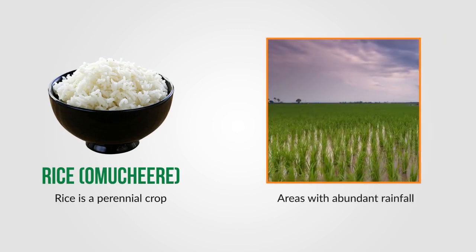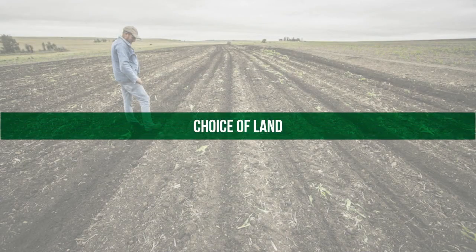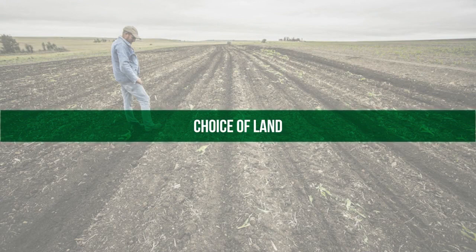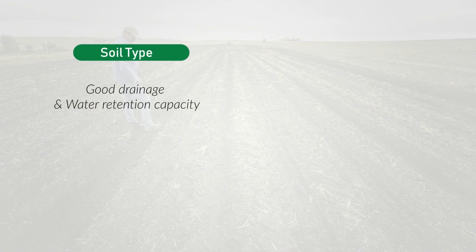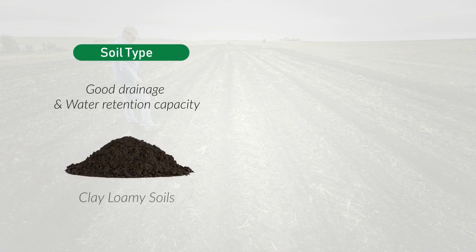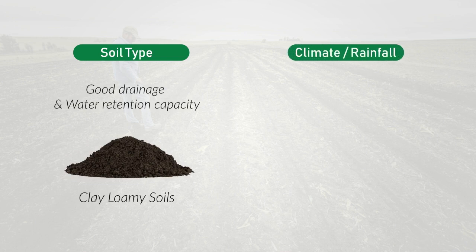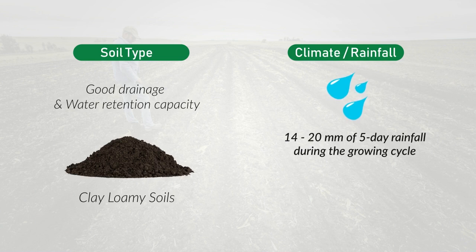It is a perennial crop that is usually grown in areas with abundant rainfall. So, what kind of soils are best for growing it? The choice of land. Farmers should always choose fertile land with good drainage and water retention capacity. Rice grows best on clay, loamy soils, like you see here. Choose a site with at least 14 to 20 millimeters of 5-day rainfall during the growing cycle. Basically, grow rice in areas that experience a lot of rain during the growing phase.